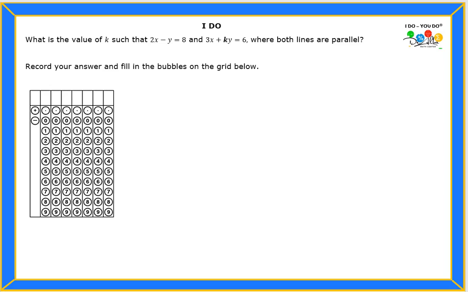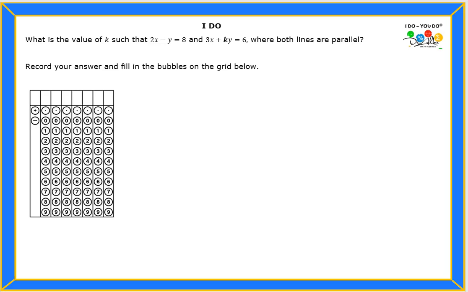Hello students, let's read the problem. It says, what is the value of k such that 2x minus y equals 8 and 3x plus ky equals 6, where both lines are parallel? Record your answers and fill in the bubbles on the grid below.